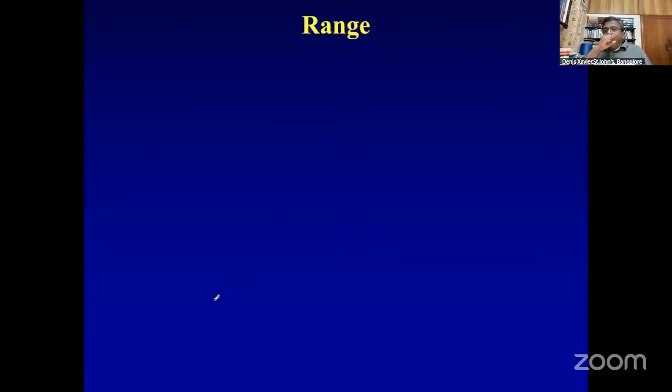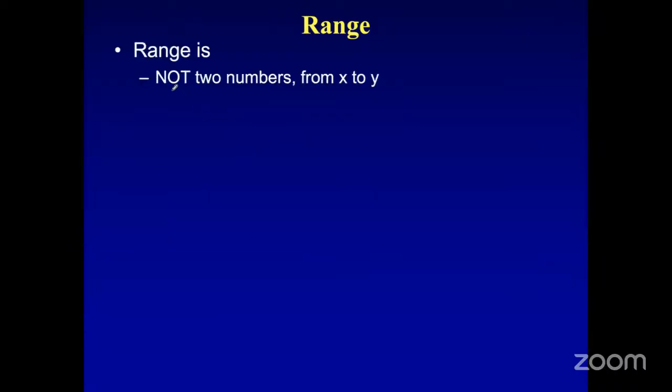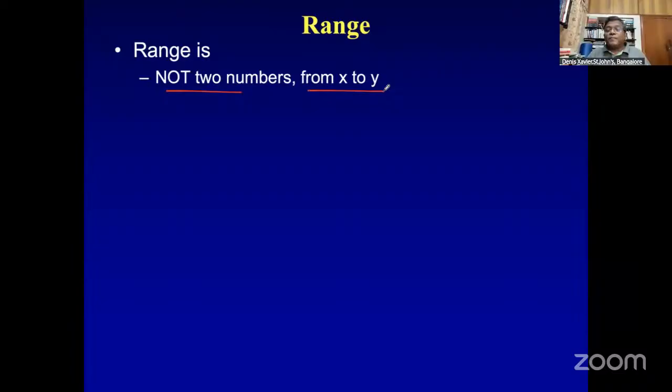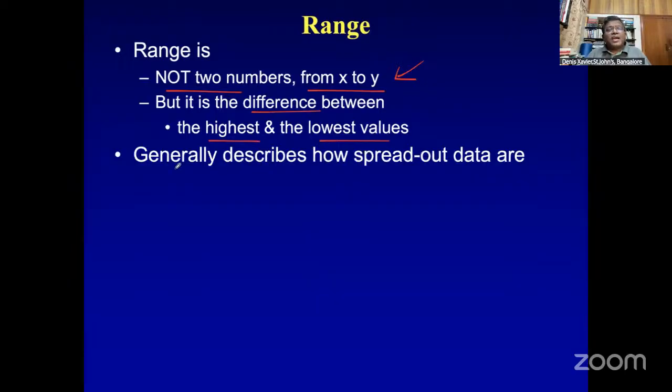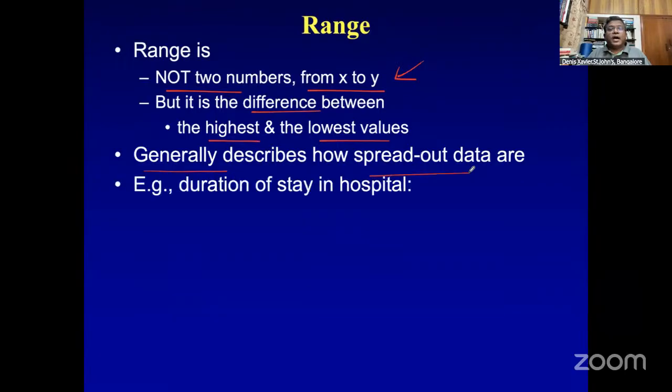Range. What we learned in school, we still have in our head. Range is 2 numbers, smallest to the highest, correct? But that's not what range is. Range is not 2 numbers from X to Y. Range is the difference between the highest and the lowest value. What we learned in school was not right. So range is a single number, highest minus the lowest value. It describes how spread out the data are.